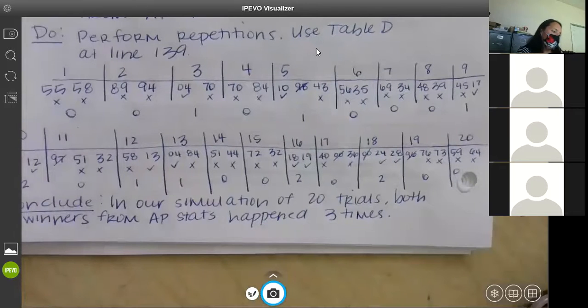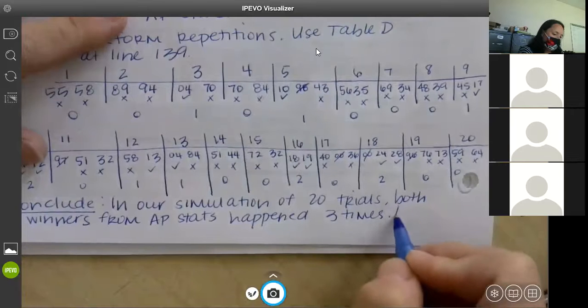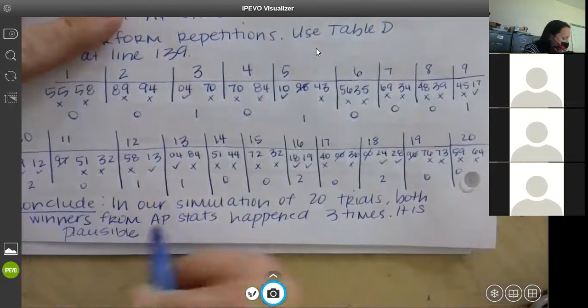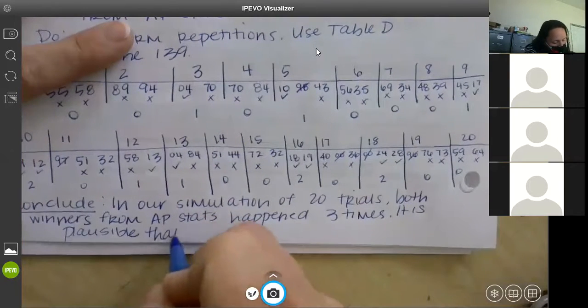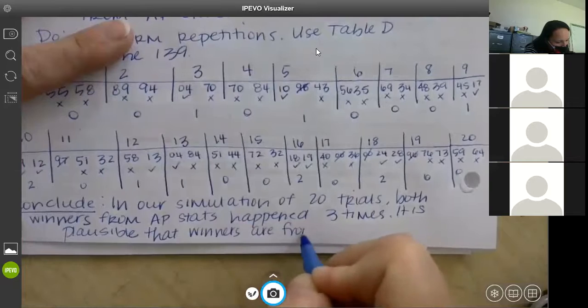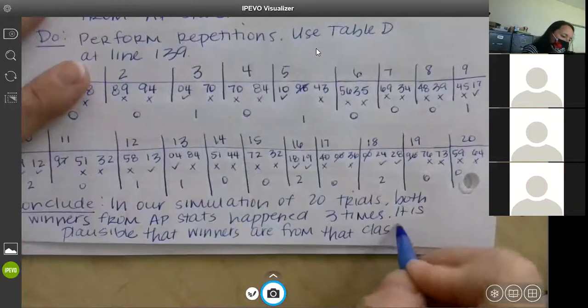So the question is, what's the probability that a fair lottery ticket would result in 2 winners from the AP Stats class? We would say 3 out of 20, but the actual question asks you to design and carry out a simulation to decide whether it's plausible. Is it plausible? Could it happen? Yes, it is plausible. Make sure that you answer the question they ask: that winners are from that class. That's it.